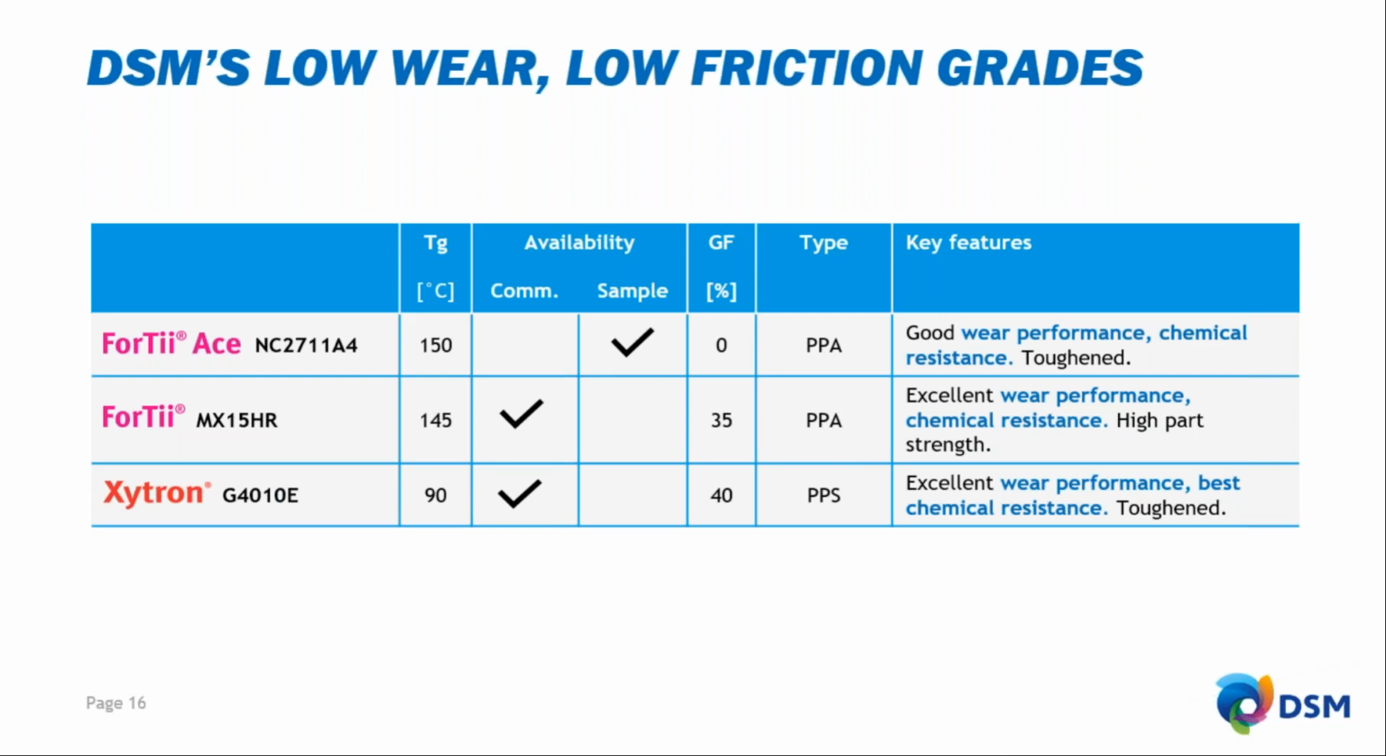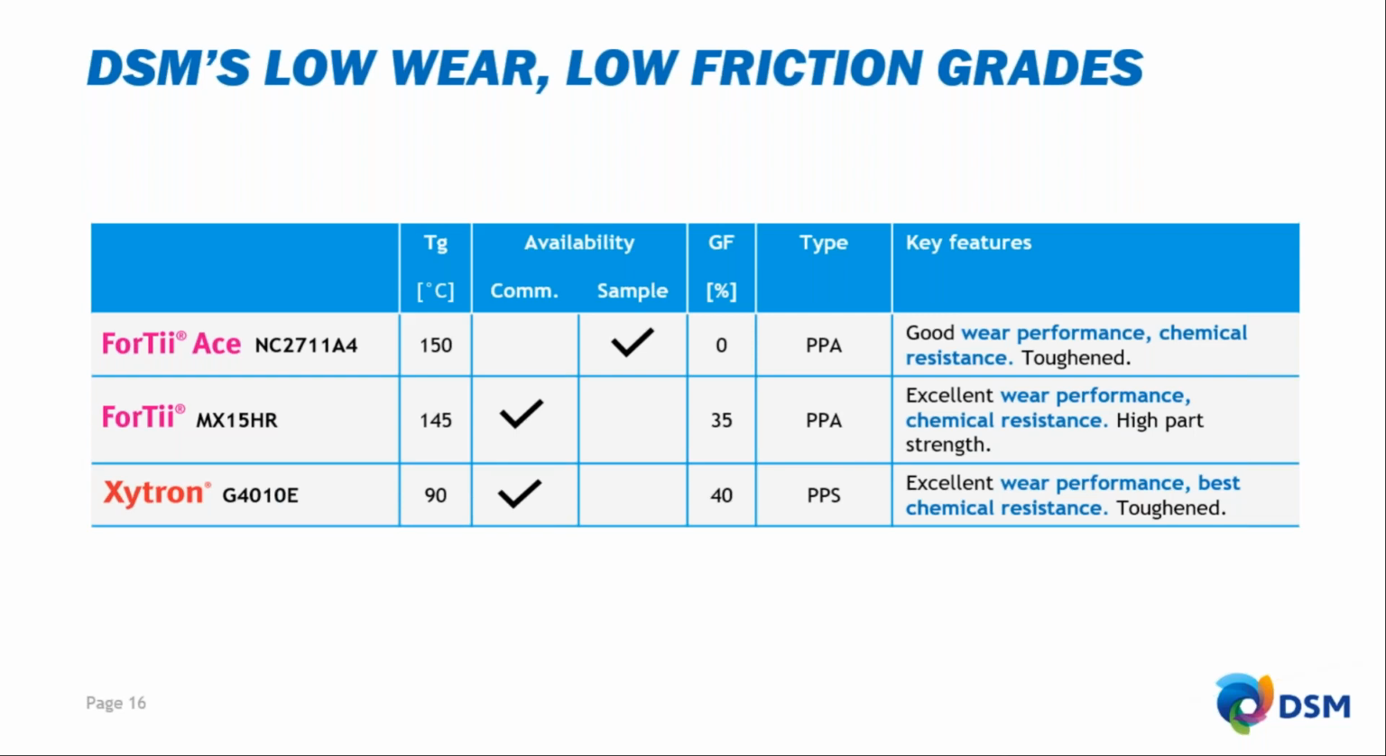So 3 grades that we focus on. The first one there is our 4T ACE. It's a high Tg PPA that is actually unreinforced. We have that available for sampling. Has good wear performance and chemical resistance, and is also a toughened PPA. So that's a product that we use for coated pipes. Not so much uncoated pipes.